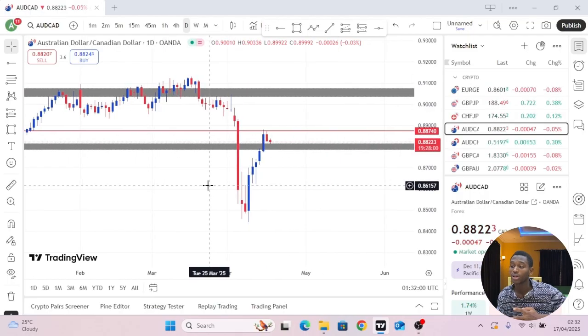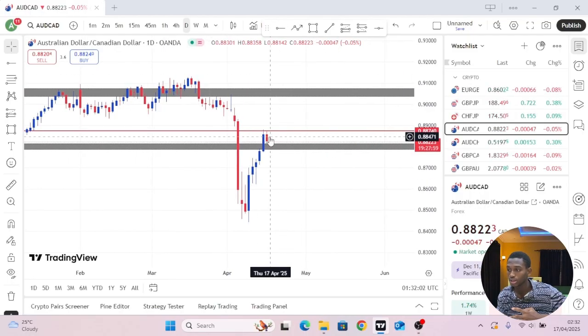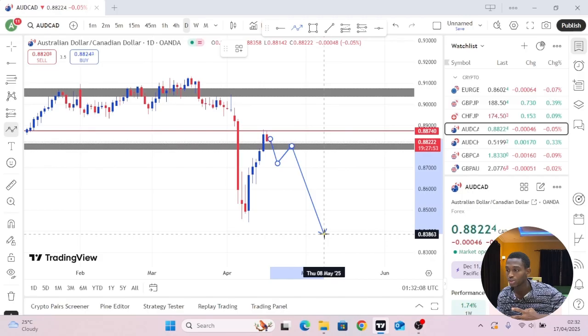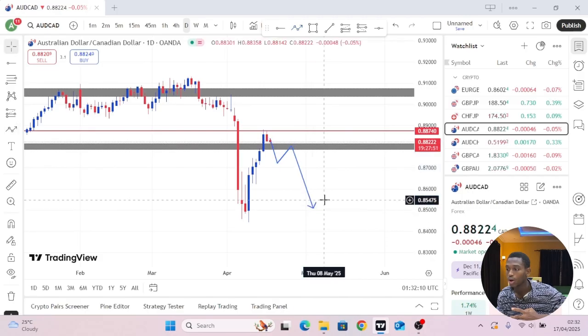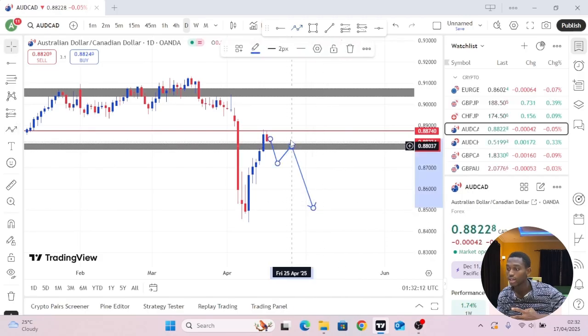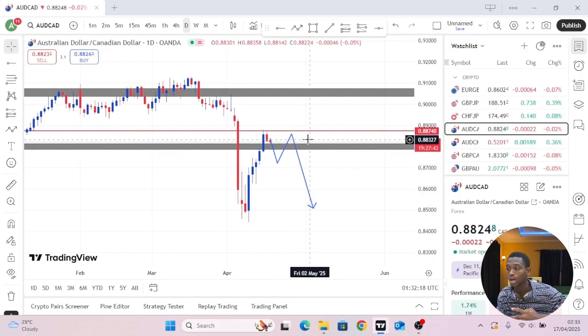So what I would expect is a break underneath here, a break underneath our key level, and a retest to go to the downside. Or maybe, who knows, the market could want to do a double top, because a whole lot of times the market does it. But this is what I'll be expecting. I'm expecting sells from AUD/CAD.